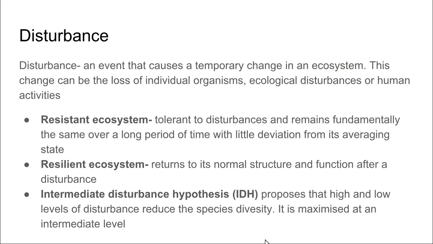Disturbance is an event that causes a temporary change within an ecosystem, and this may be the loss of individual organisms, ecological disturbances, or any human activities that may be taking place within an ecosystem. If we have a resistant ecosystem, these are tolerant to disturbances, and they can remain the same over a long period of time, mainly staying around its average state. A resilient ecosystem does in fact return to its normal structure and function after a disturbance. And the intermediate disturbance hypothesis proposes that high and low levels of disturbance reduce the species diversity. And if there is only intermediate level of disturbance, it can maximize species diversity.